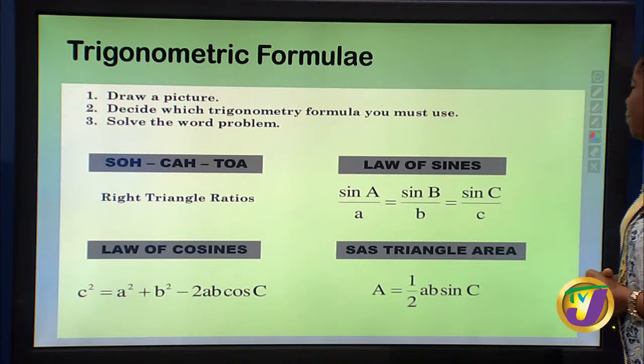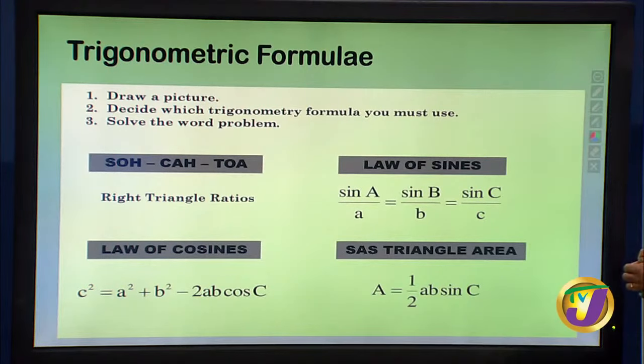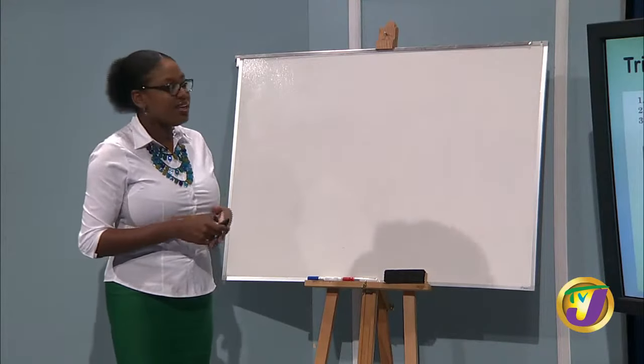And similar for the law of cosine. So you're looking for certain details to decide if you're going to be using this formula or not, or one of the trig ratios. And we will actually see how we apply these formulas when we move on in the lesson.